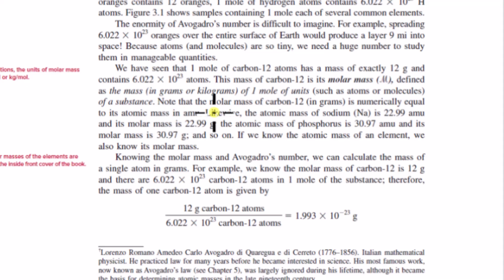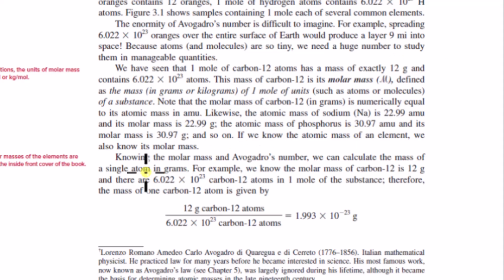Right, so note that the molar mass of carbon-12 in grams is numerically equal to its atomic mass in AMU. Same with sodium, same with phosphorus. The atomic mass in AMU is numerically the same as the molar mass in grams per mole. Right, but where exactly does this come from? Yeah, it comes from the definition of the mole, carbon-12 and the 12 grams, but how does this work out mathematically, and how is this helping us to bridge that gap?